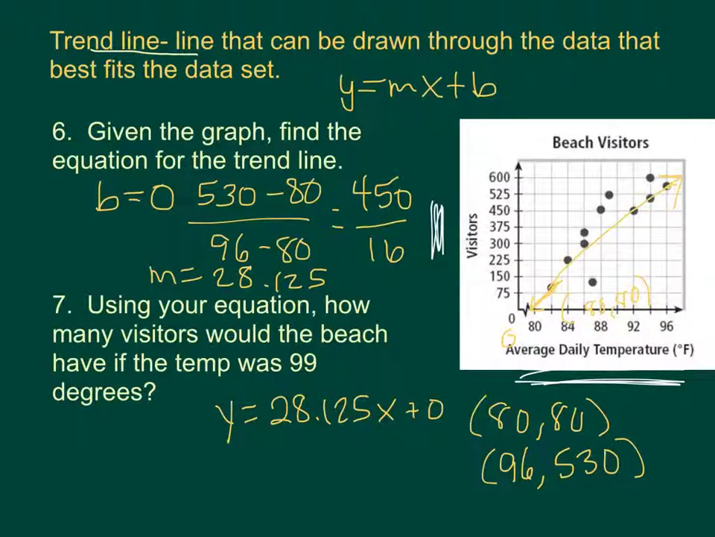And then using that equation, how many visitors would the beach have if the temperature was 99? Really you want to plug in that 99 for the x. You would get y equals 28.125 times 99 plus 0, which would be about 2,784. All right, we'll see you tomorrow.